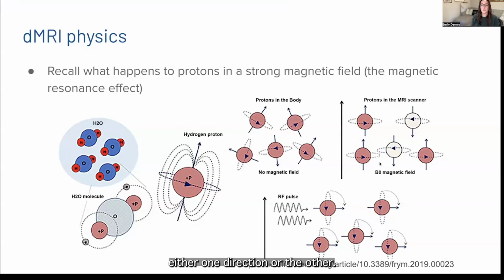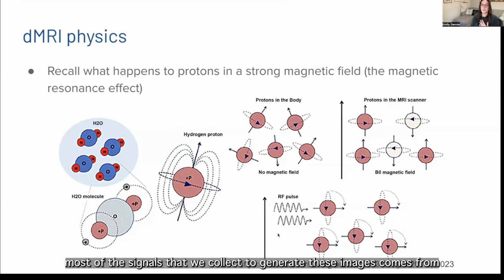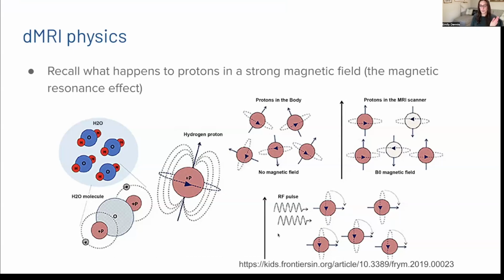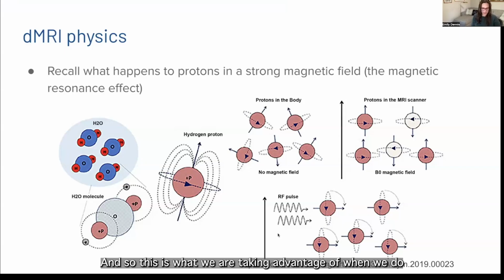So what we do in MRI imaging is we can apply a radio frequency pulse, and this makes the protons flip in their orientation, and now they're spinning along a different orientation. Most of the signal that we collect to generate these images comes from what happens in between these pulses, when the pulses go off and things relax back. And so this is what we are taking advantage of when we do magnetic resonance imaging.